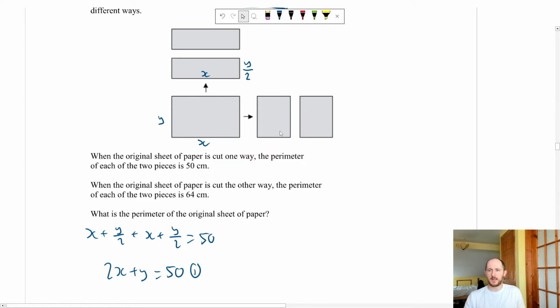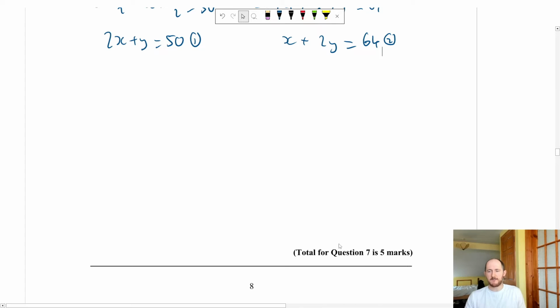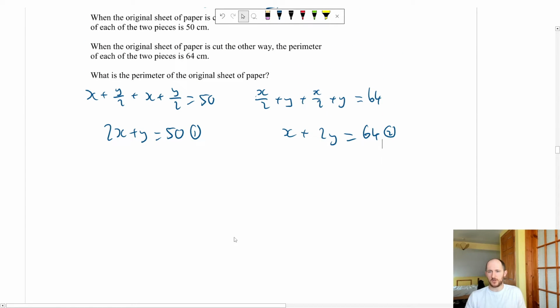If I cut it the other way, the height remains the same, but the width now is x over 2. Do the same thing again. We're going to have x over 2 plus y plus x over 2 plus y equals 64. So that means we get x plus 2y equals 64. So we have 2 equations, 2 unknowns. Oh my god, it's simultaneous equations. And then all we're going to do is work out x and y, work out the perimeter. 5 marks, job done, bish bash bosh, all good.